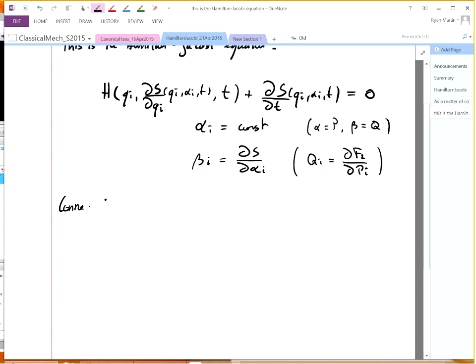So let's look at the connection to the Lagrangian and the action.